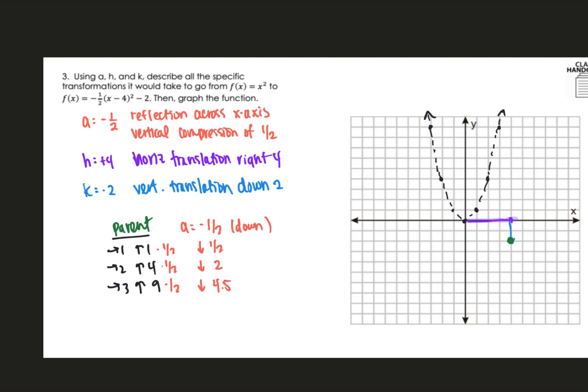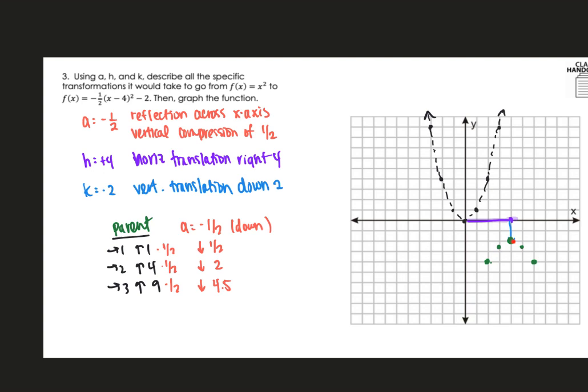All right, so from my vertex, I'm going to go over 1. Since there's a reflection, I'm going to go down, and I'm going down half as much since there's a vertical compression of 1/2. So I'm going to go down 1/2, which would put me right here. And I'm going to use my symmetric point to graph its twin. And then from my vertex, I'm going to go over 2. Normally, I would go up 4. Since there's a reflection, I'm going to go down, half as much. So I'm going to go down only 2 units, which would put me right here. And then I'm going to graph its symmetric point.